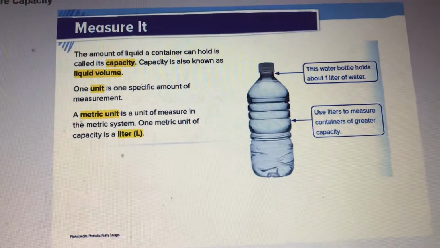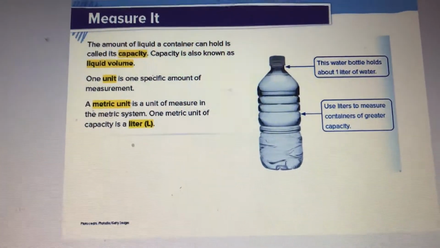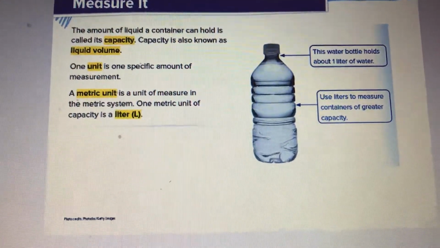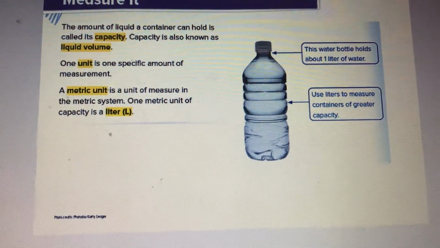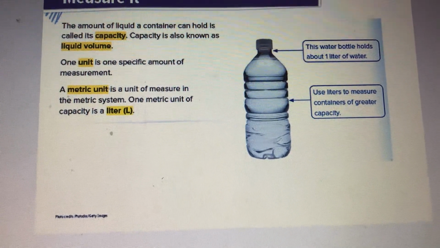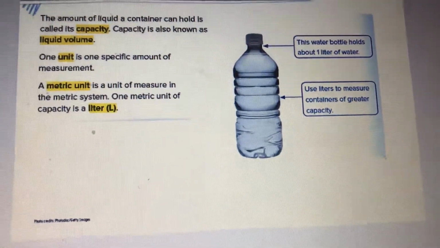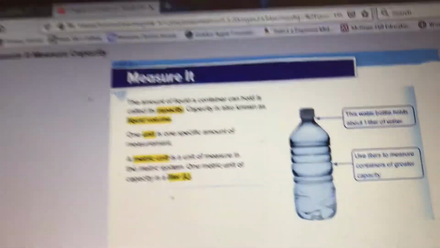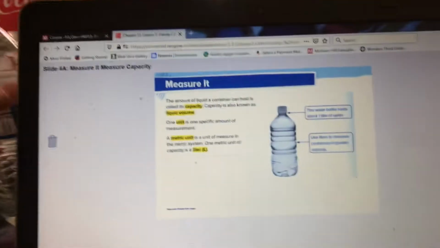The amount of liquid a container can hold is called its capacity. Capacity is also known as liquid volume. 1 unit is one specific amount of measurement. A metric unit is the unit of measure in the metric system. 1 metric unit of capacity is a liter. This water bottle holds about a liter of water. You've seen them at school. This is about a liter, okay?